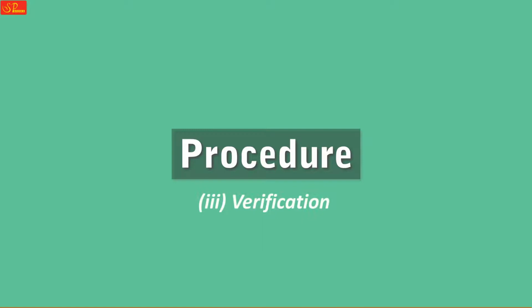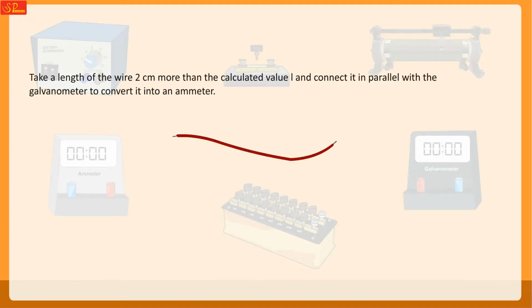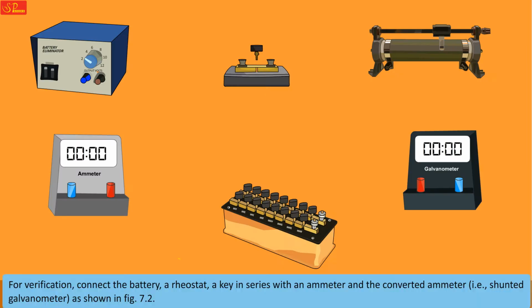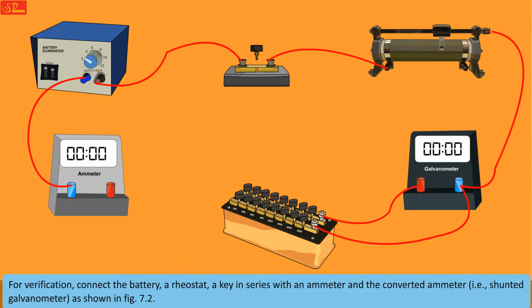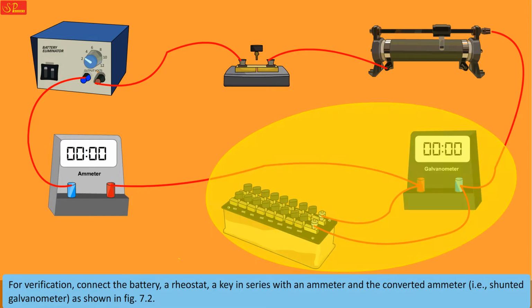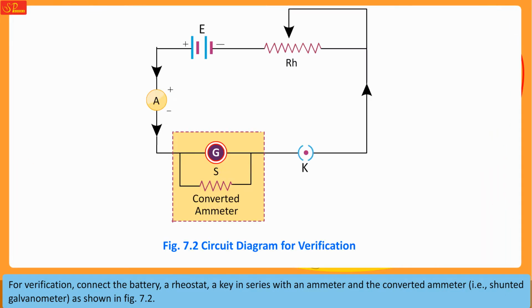Verification: take a length of the wire 2 cm more than the calculated value L and connect it in parallel with the galvanometer to convert it into an ammeter. For verification, connect the battery, a rheostat, a key in series with an ammeter and the converted ammeter, that is, the shunted galvanometer, as shown in figure 7.2. Figure 7.2: circuit diagram for verification.